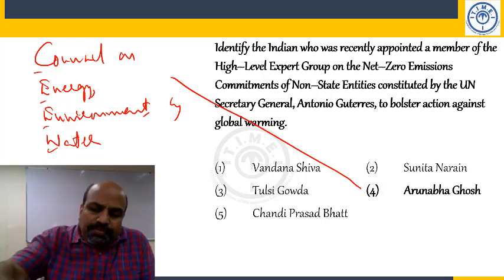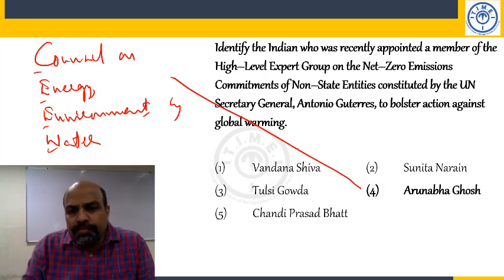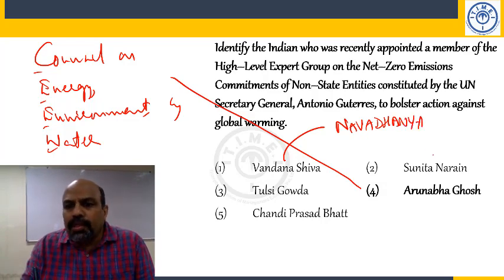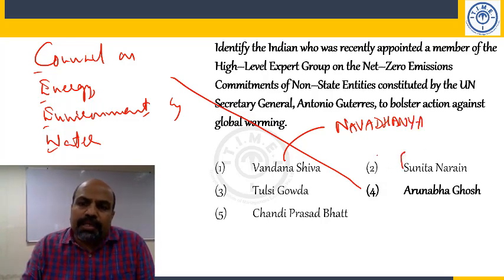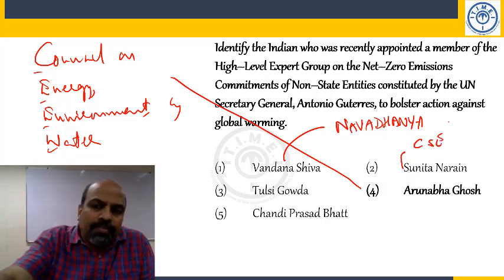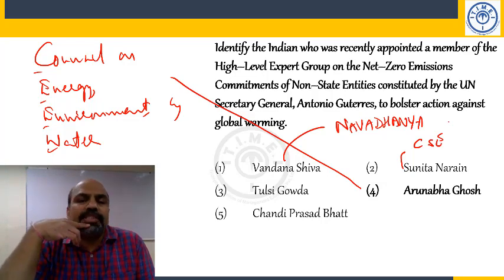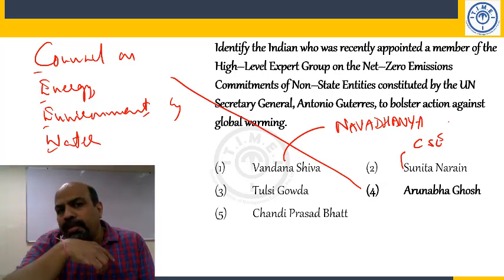Vandana Shiva launched the Navadhanya movement. Sunita Narain is the head of this think tank NGO named Center for Science and Environment.